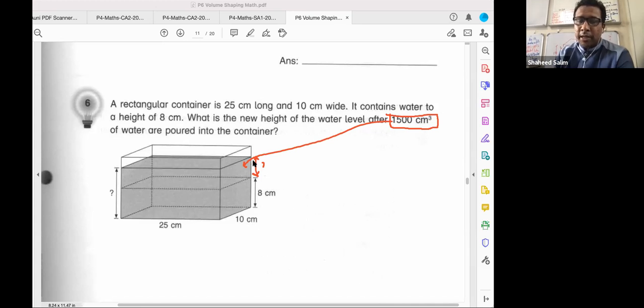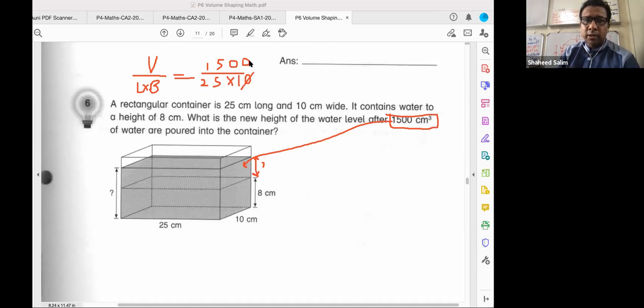Zahin, can you find this one? You know how to find? This one now they tell you 1,500. What do you want to find? Find the height. What is height? Volume. Hold on. This is volume over length times breadth. Then you get the height. So volume is 1,500 over 25 times 10.